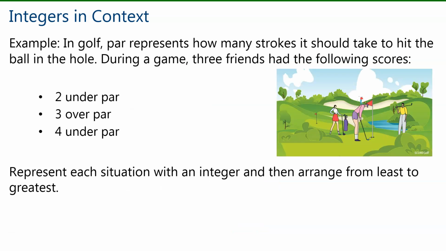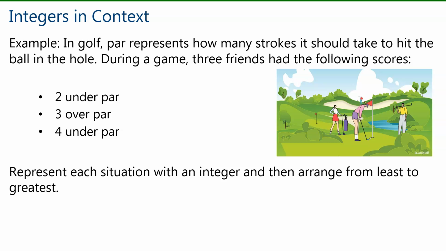Now here's another example. In golf, par represents how many strokes it should take to hit the ball in the hole. Now during a game, 3 friends had the following scores. One person had 2 under par, someone else had 3 over par, and the other person had 4 under par. Let's represent each situation with an integer, and then arrange these from least to greatest.